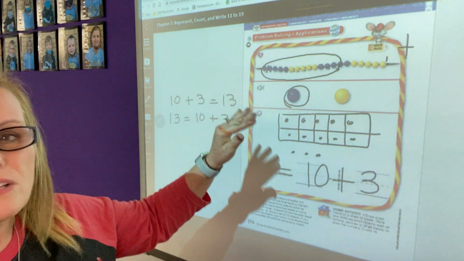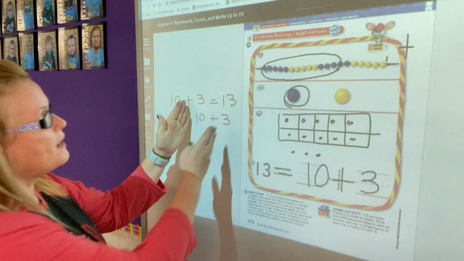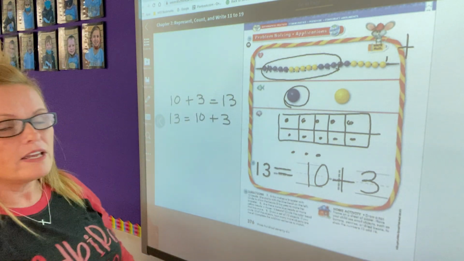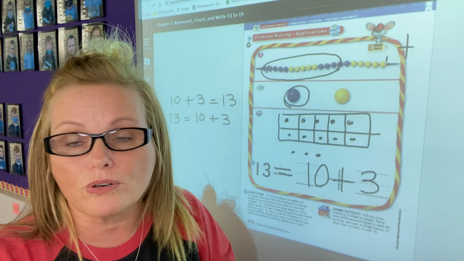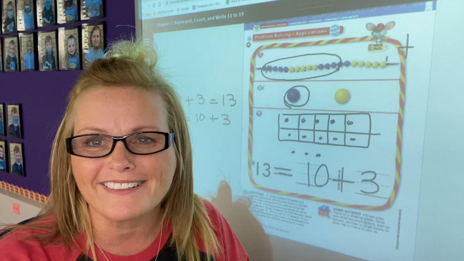So when you see those on your tests, really pay attention to what the numbers are and what's being added as opposed to the answer, because sometimes they like to trick us, but we're pretty smart. So I think you'll be able to handle that.